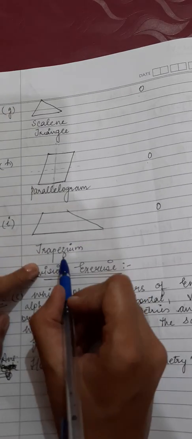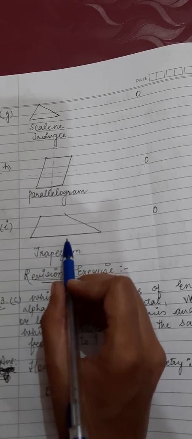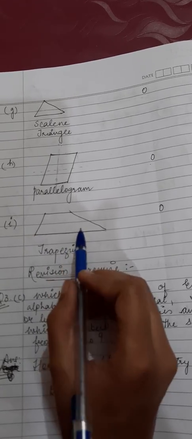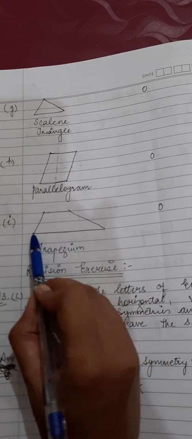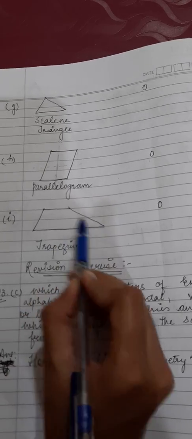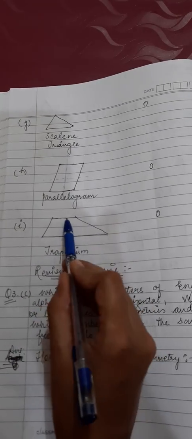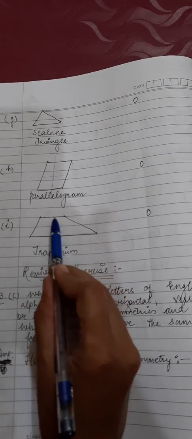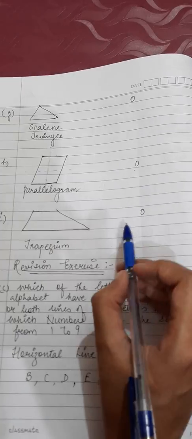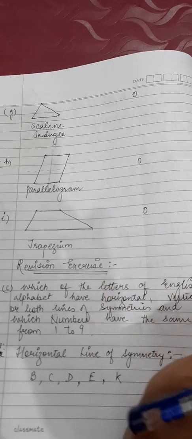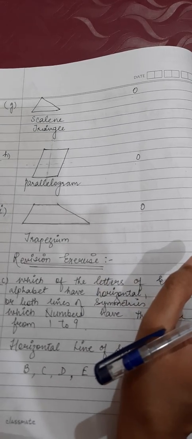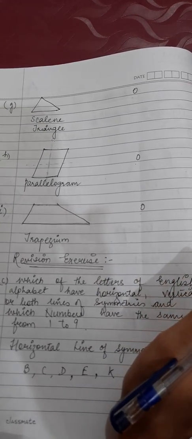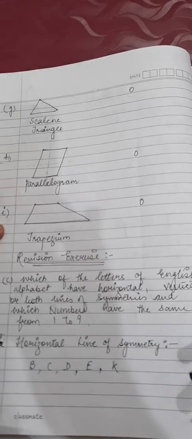And then next is the trapezium. What is the definition of a trapezium? In a trapezium, only one pair of parallel lines is there. The upper one and the downward one, only these two are the parallel lines. Okay, and these two are the non-parallel lines which join these lines. So therefore, in a trapezium also 0 lines of symmetries are there. The question again can come, how many lines of symmetries are there in a trapezium? So you will give the answer 0.